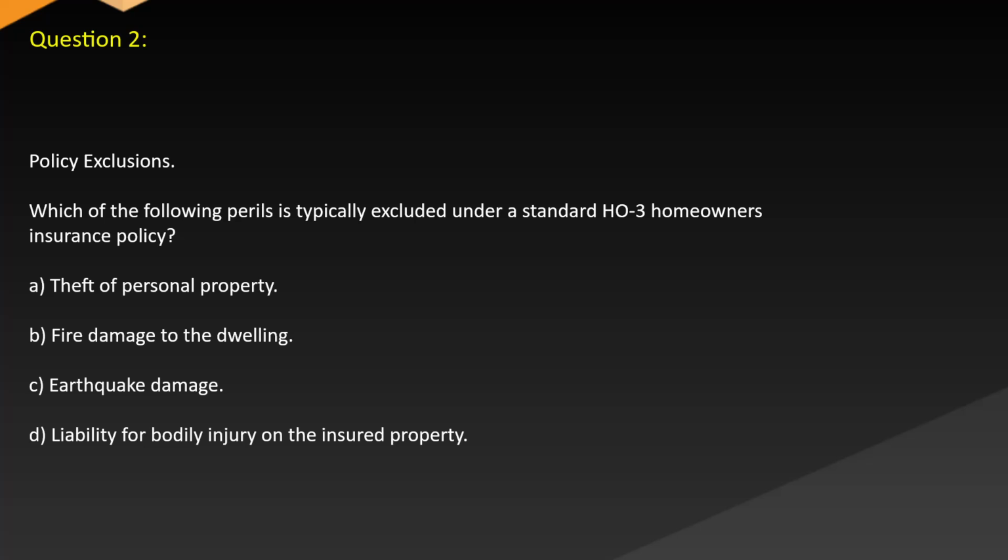Question 2. Policy exclusions. Which of the following perils is typically excluded under a standard HO3 homeowners insurance policy? A. Theft of personal property. B. Fire damage to the dwelling. C. Earthquake damage. D. Liability for bodily injury on the insured property.